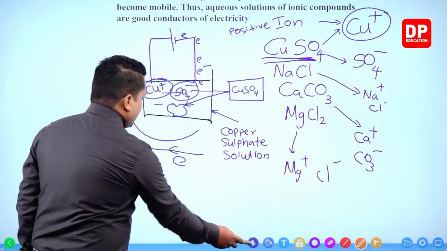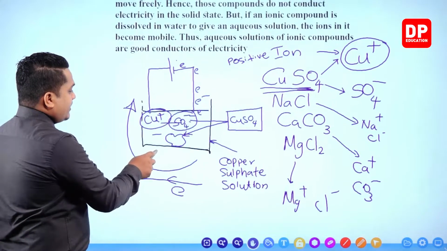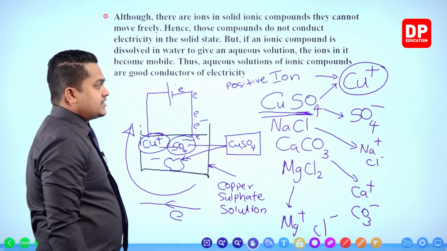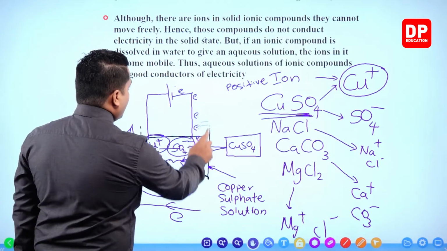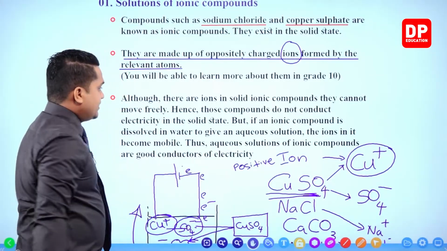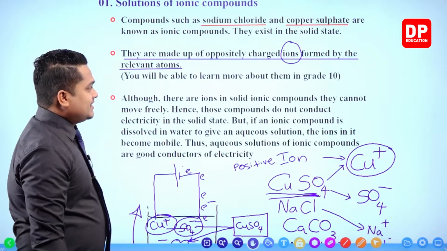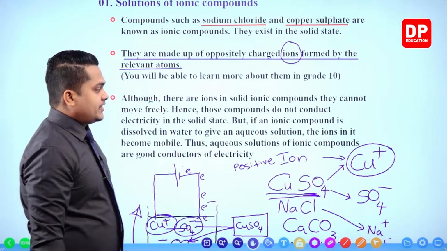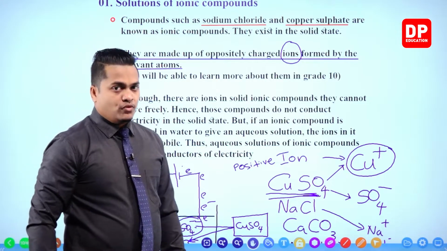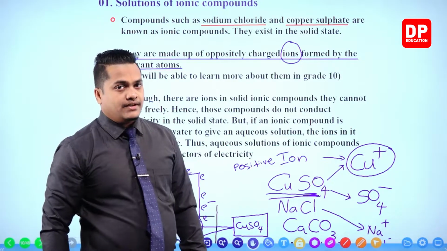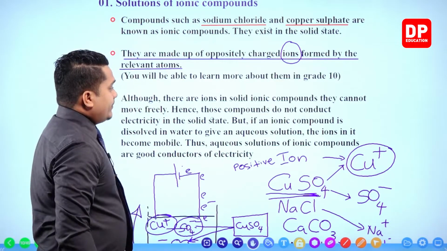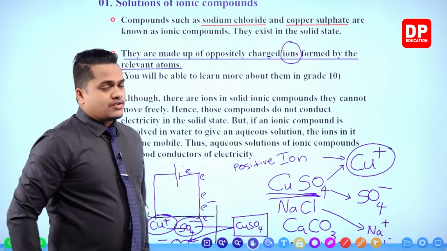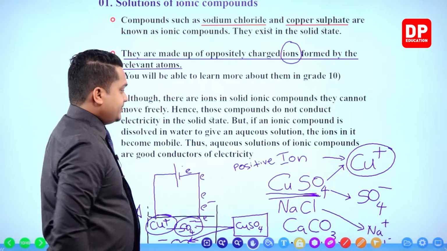So this is the secret behind the electrical conductivity in electrolytes, my dear children, right? As you can see here, although there are ions in solid ionic compounds, they cannot move freely. Ions will not get separated. So those compounds do not conduct electricity in the solid state.